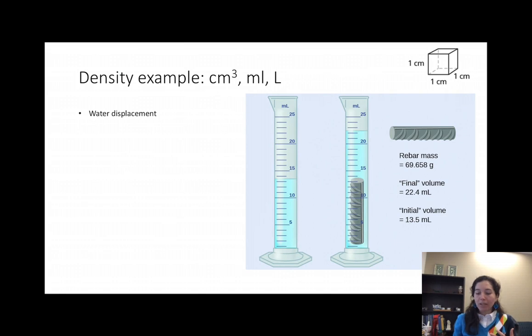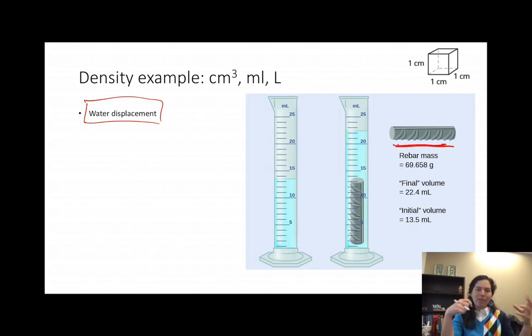Now, in chemistry, we often determine density using what we call water displacement. This is an experiment that lets us determine the density of an object, because sometimes it's hard to measure volume, right? Not everything is a nice square or circle, and we don't have equations to model the size of it. Like this piece of rebar here has random little jagged surfaces, so sometimes volume is hard to measure. Mass is pretty easy. We can just put that on a balance.